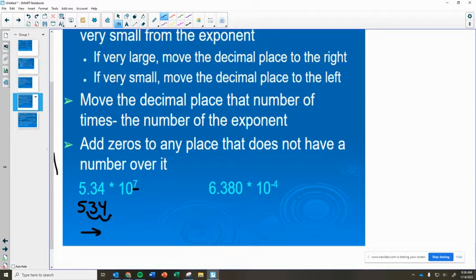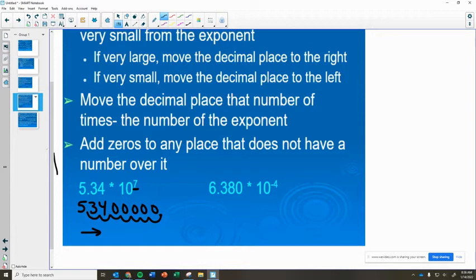So I'm going to go 1, 2, 3, 4, 5, 6, 7. I'm going to put my new decimal point. And then each of these swoops that don't have a number, I'm going to put a 0 in there. And then that becomes my new number in standard notation.